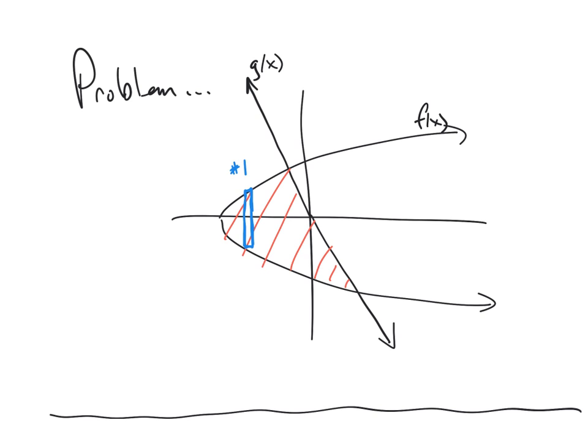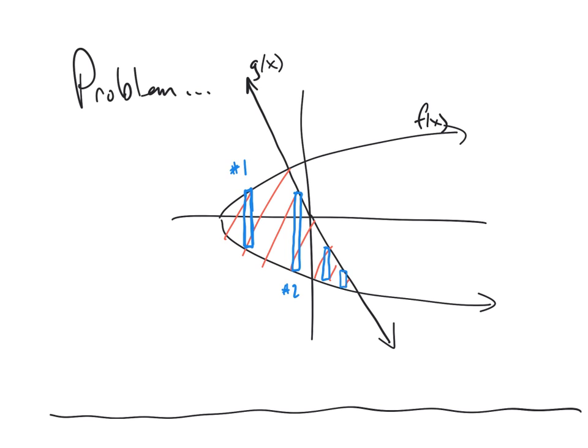Now, you might not think that's a big deal, but if we move a little bit further to the right and look at a rectangle in this location that I'll call rectangle number 2, now the issue is we have the straight line, g, being the high function, and the bottom half of the parabola, f, being the low function. And of course, if I keep moving to the right, you'd see that that continues to be the case. And if I were to try and find the area using vertical rectangles, I'd have to do it piece-wise.